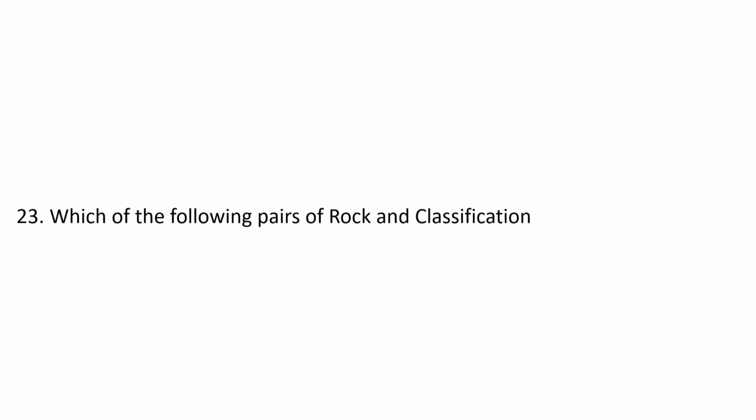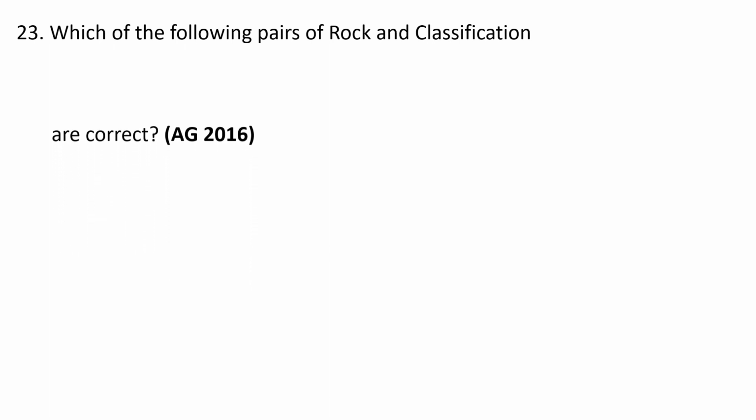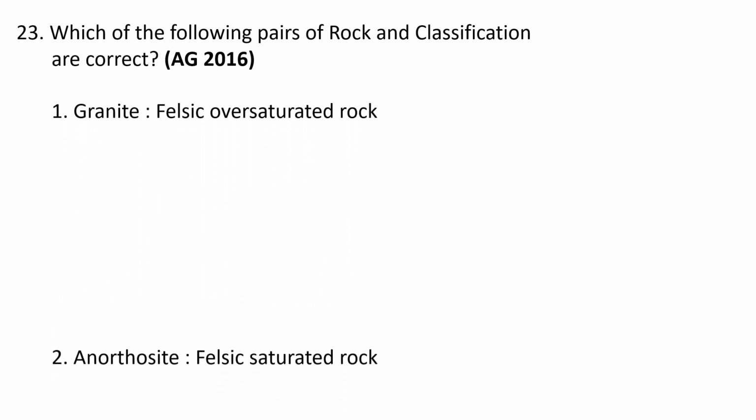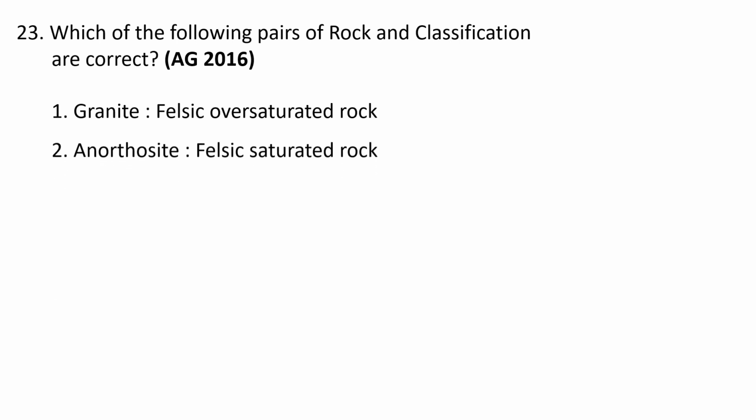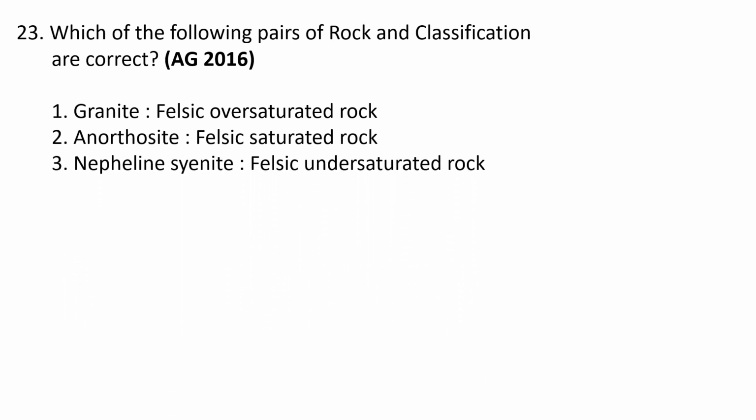23rd question. Which of the following pairs of rock and classification are correct? That is, here you can see the type of rocks and their classification. Number 1. Granite, felsic oversaturated rock. Number 2. Anorthosite, it is a felsic saturated rock. Number 3. Nepheline syenite, it is a felsic undersaturated rock. Number 4. Gabbro, felsic oversaturated rock.